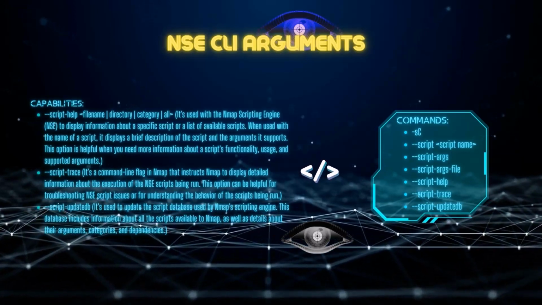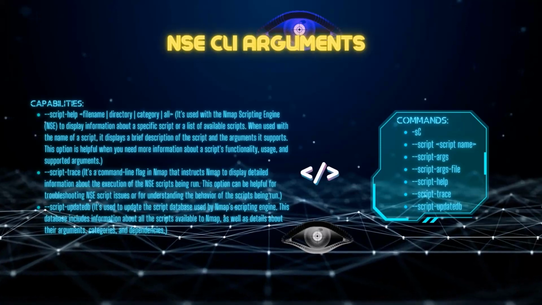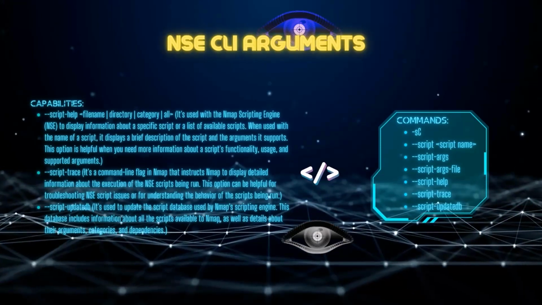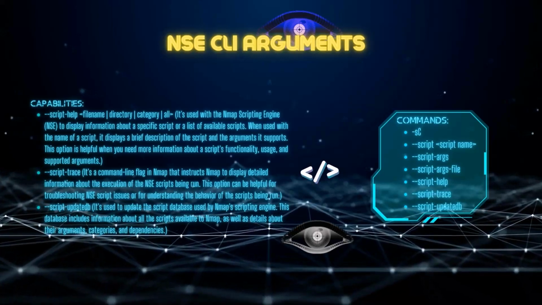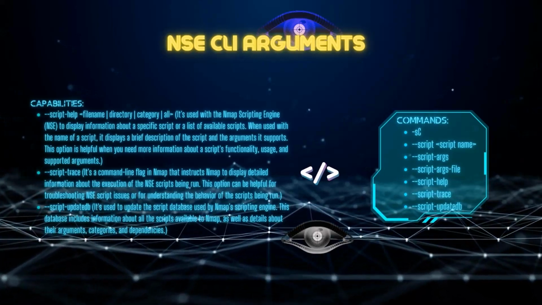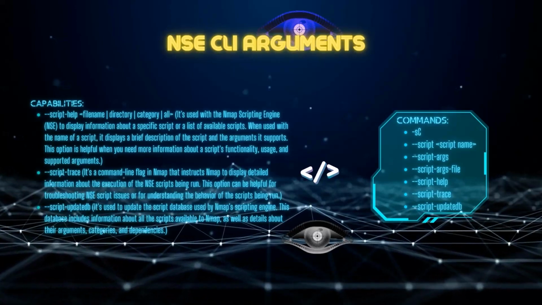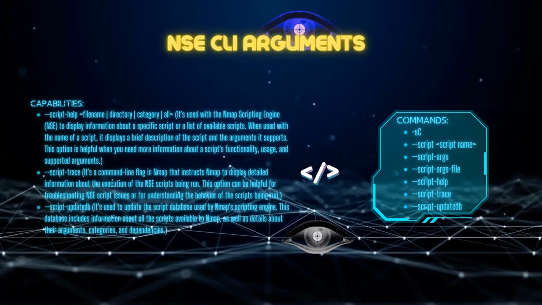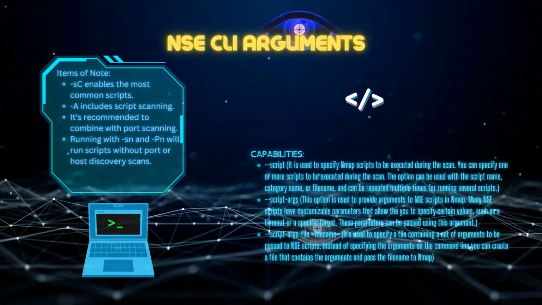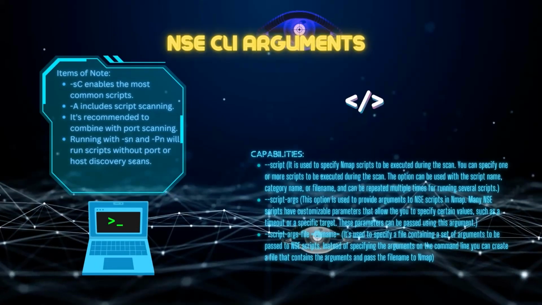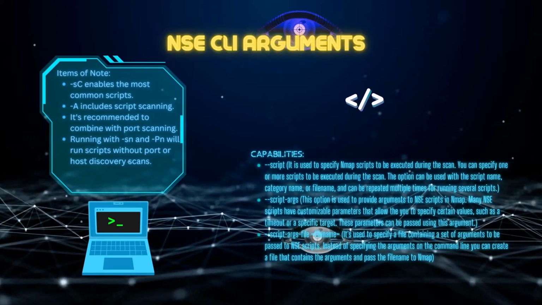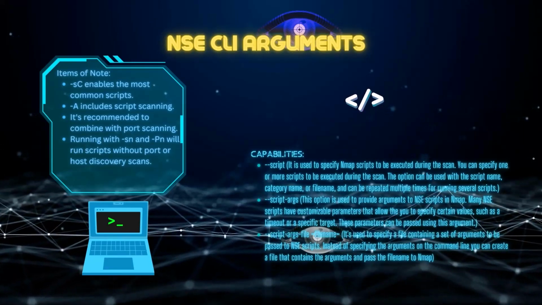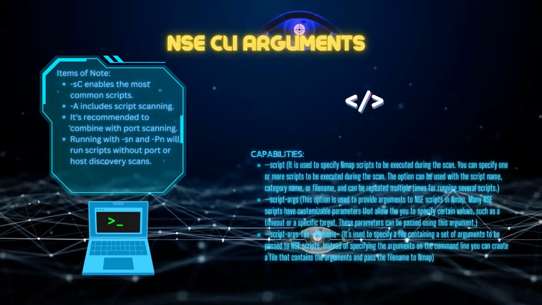--script-args, or arguments. This option is used to provide arguments to NSE scripts in Nmap. Many NSE scripts have customizable parameters that allow you to specify certain values such as timeout or specific targets. These parameters can be passed using this argument. --script-args-file filename is used to specify the file containing the set of arguments to be passed to the NSE script. Instead of specifying arguments on the command line, you can create a file that contains the arguments and pass the file name to Nmap.